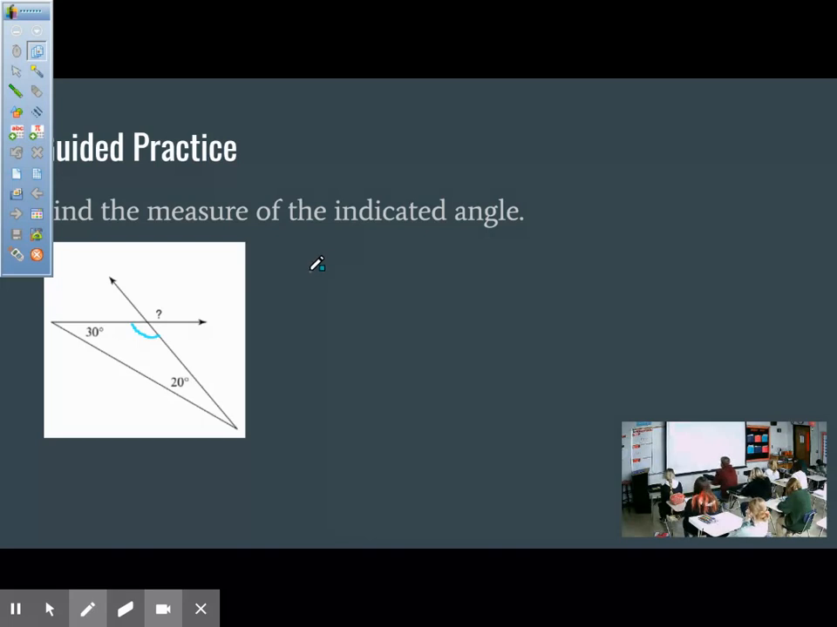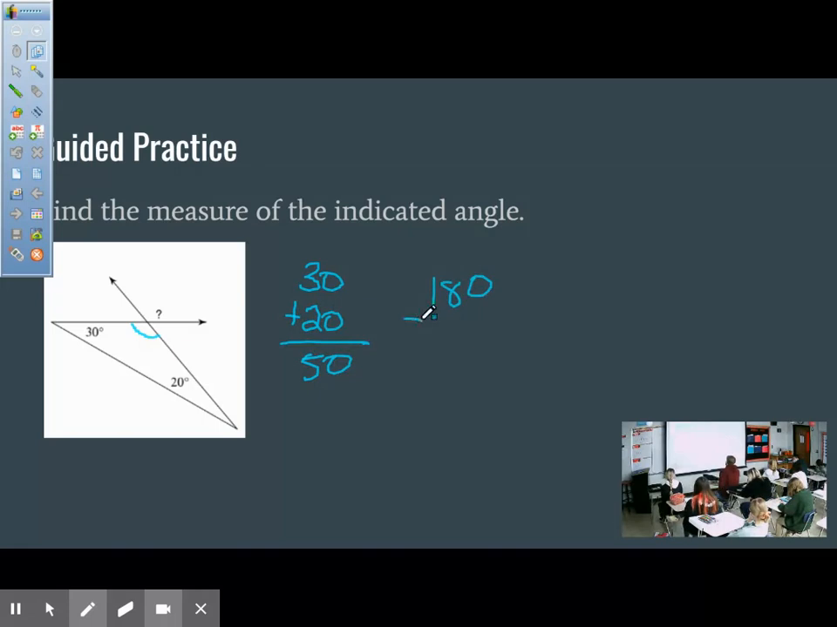Okay, each one has to equal 180, right? All of these three added up. The three on the inside of the triangle had to add up to 180, yes. So we added up 30 and 20, we got 50, and then we subtracted that from 180, and we got 130. Okay, so 180 minus 50 is 130. So this angle right here is 130 degrees, okay?